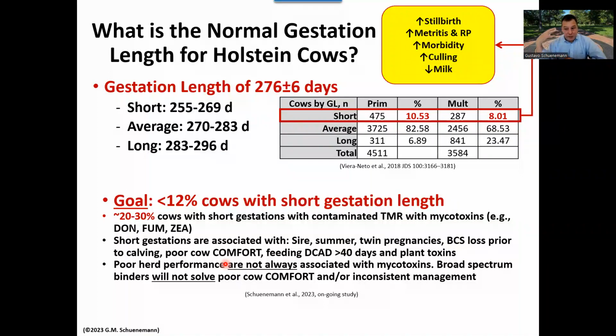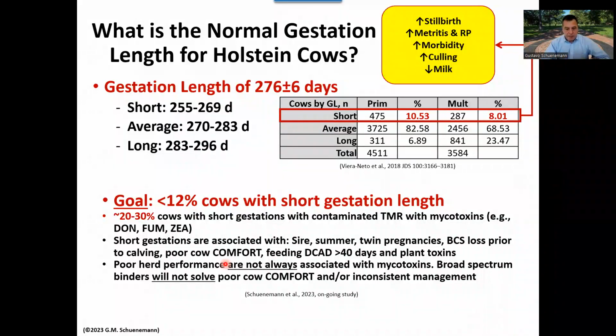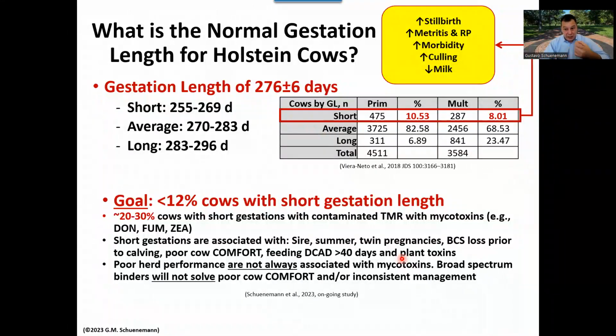And think about cow comfort as the five freedoms of animal welfare: access to feed, access to water, thermoneutral conditions, being able to express natural behavior like laying down, eating, walking, not afraid of people, and free of pain. And feeding a diet with Dika for more than 40 days, and some other plant toxins. And some of the ingredients that we feed, especially protein plants that are high in protein, could also trigger short gestation depending on the inclusion rate in some of these diets. Poor health performance is not always associated with mycotoxin.